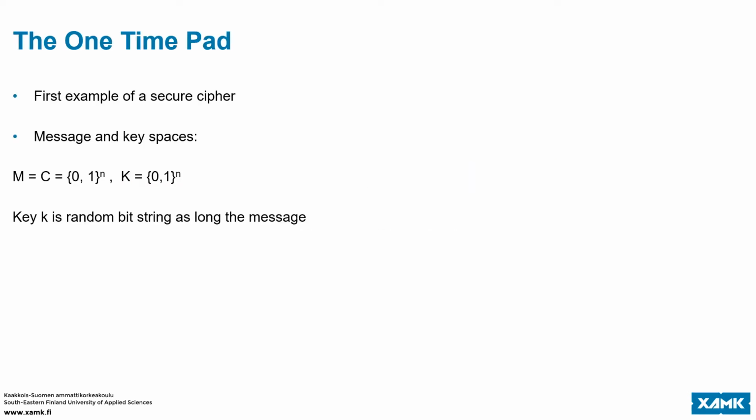Let's talk about a cipher called the one-time pad. This is actually our first example of a secure cipher. We will also look at why this is secure and what are the pitfalls of such a secure technology.